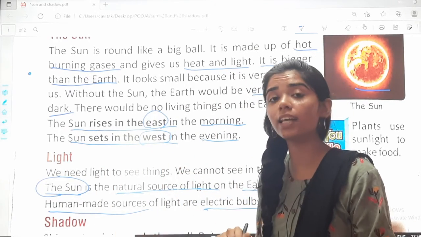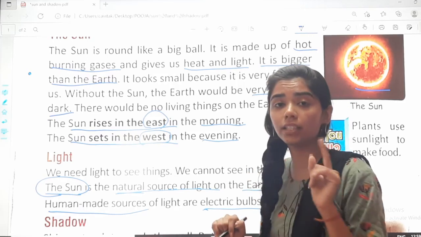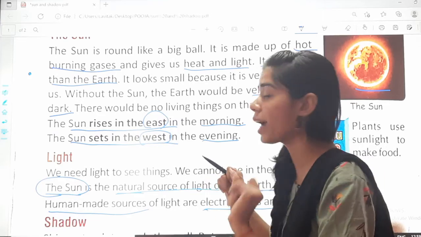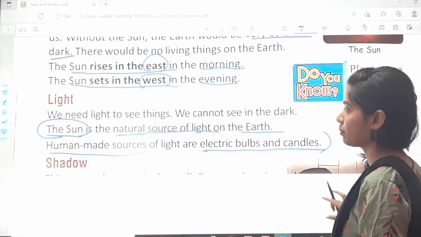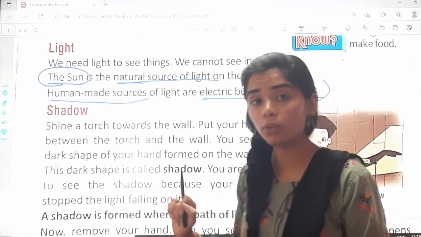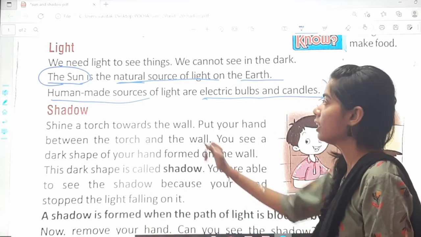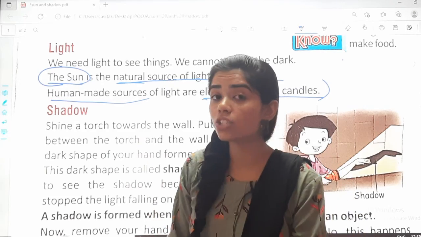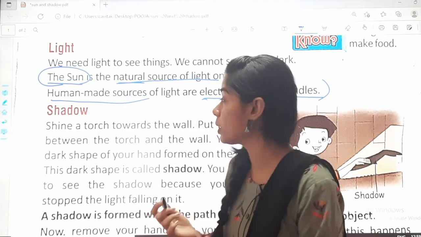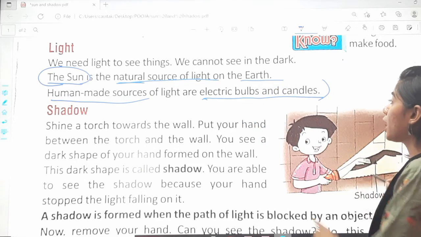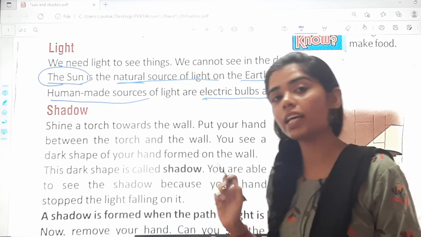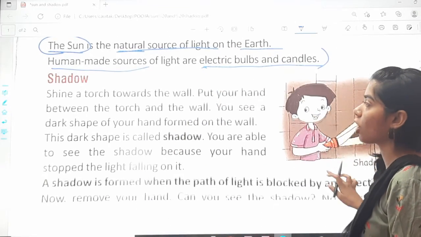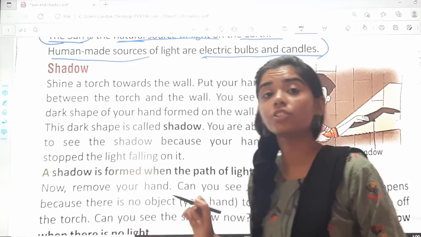Then we studied that the sun rises in the east in the morning and it sets in the west in the evening. We also studied about light. That is, the sun is the natural source of light. It is natural. We have not made it. Human made are electric bulbs and candles and tube lights. Okay. Then the next topic is finally the shadow.